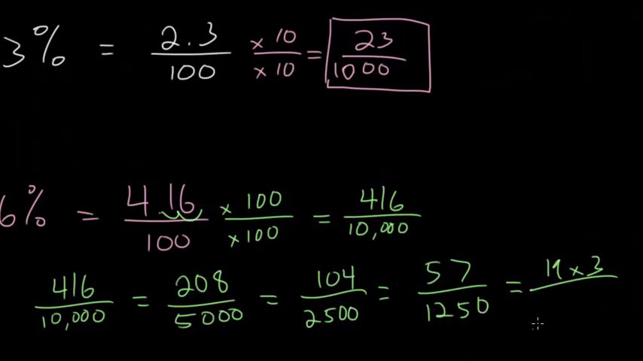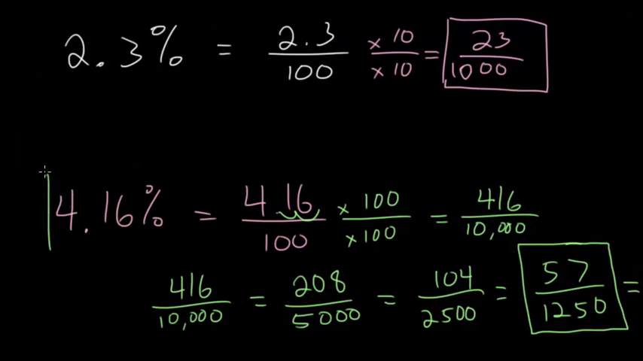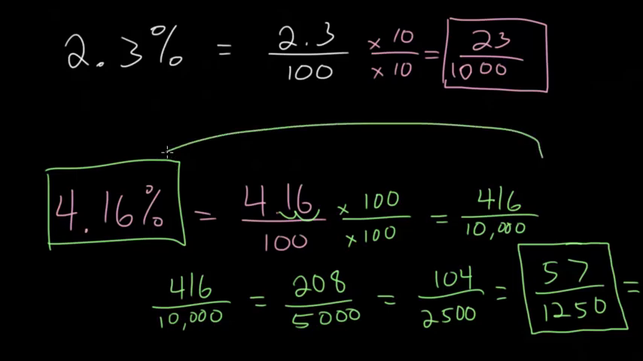So if you were to look at this prime factorization, it's 125 times 10, and 125 is 5 to the third power. And then times 10, so times 5 times 2. So in the bottom here, you didn't have any 19s or any 3s. So this is actually fully simplified. So this was a fairly complicated one. You had to do a lot of simplification. But what we found is that 4.16 is equal to 57 over 1250.